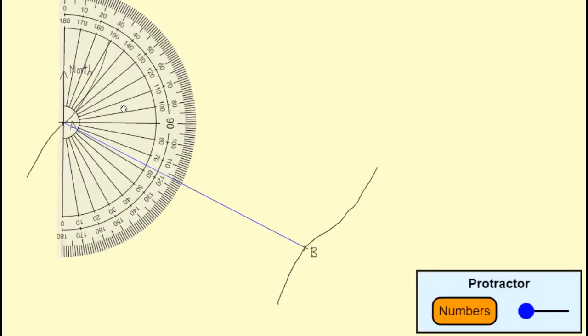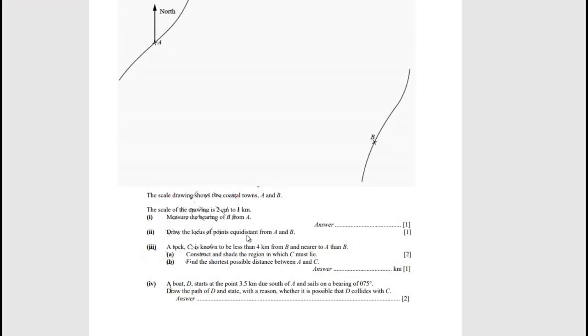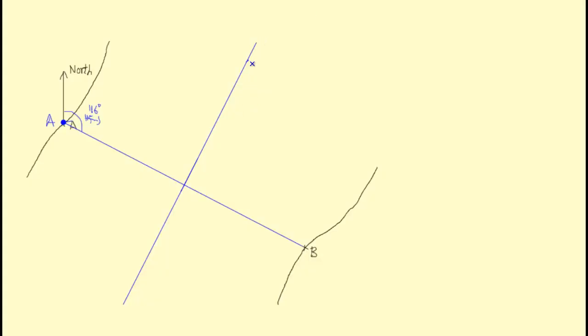Now we have to measure the bearing clockwise. So this is 0 angle, and from here up till this, the angle is 115.5. Therefore the bearing of B from A is 115.5 degree. So we have to give the bearing in 3 digits, so it is 116 degree. Draw the locus of points equidistant from A and B. It is the perpendicular bisector. This is the perpendicular bisector of line AB.